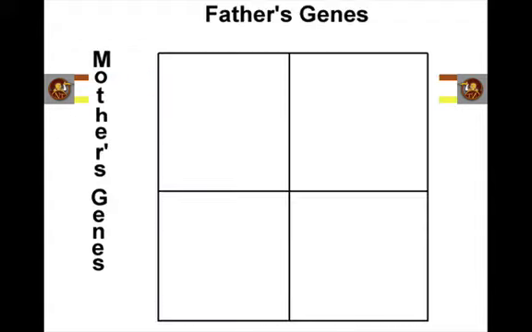Okay, so let's set up our Punnett square. I'm going to put our father's genes at the top, big I A, big I B, and our mother's genes over here at the side, which is little i, little i. So remember, our father is type AB. We see both those A and the B. And our mother is O, little i, little i.